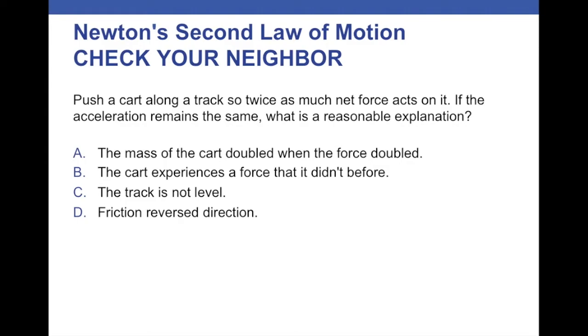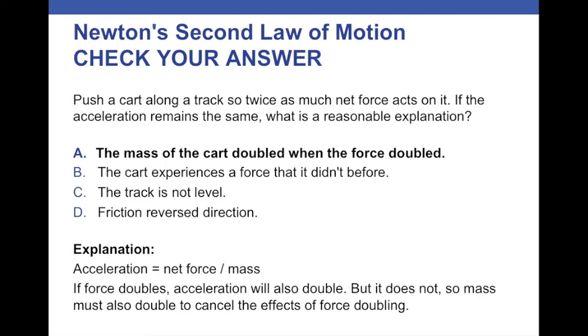Okay, so here's that same question again. It says push a cart along a track so twice as much net force acts on it. If the acceleration remains the same, what is the reasonable explanation? That's right, the mass of the cart doubled when the net force doubled. Because you added more mass and you added the same amount of extra force, the two just cancel each other out.